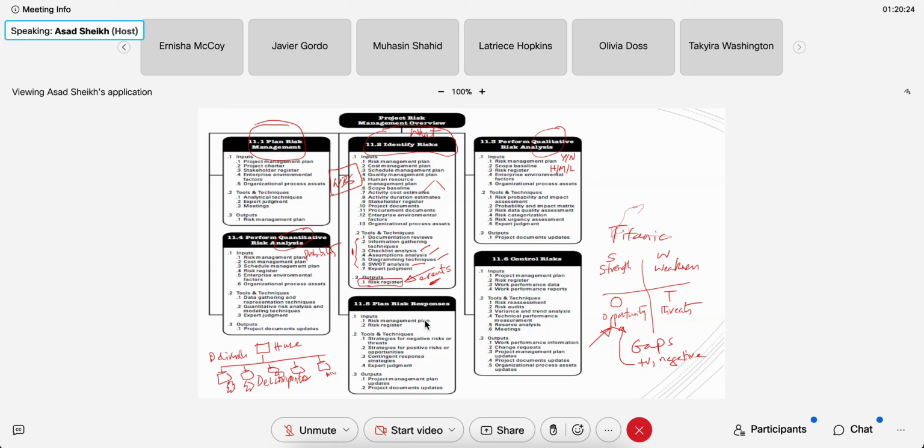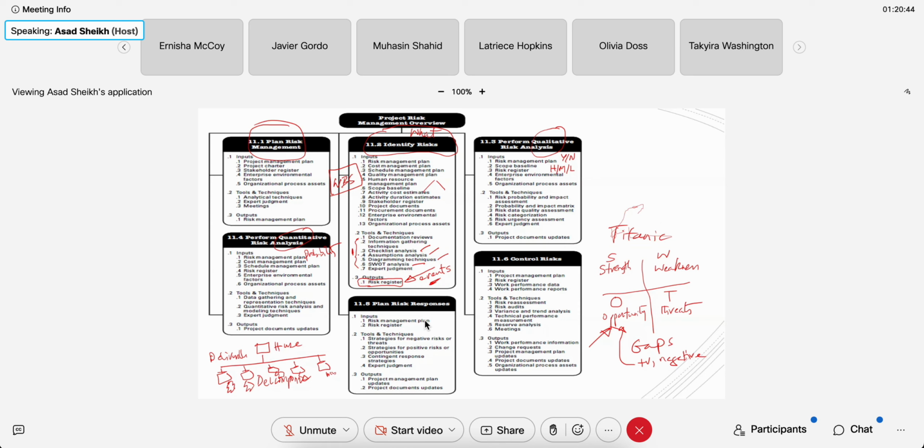Although we can assume some probability numbers, we don't have real facts, real research behind it. And so we resort to using qualitative analysis. All right, so that should be clear now.